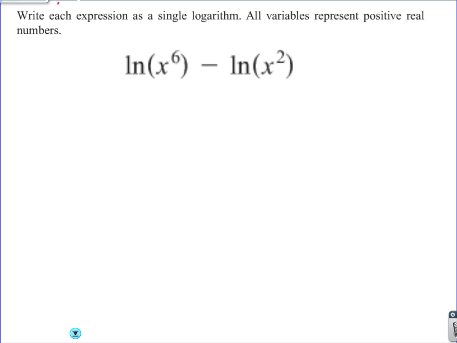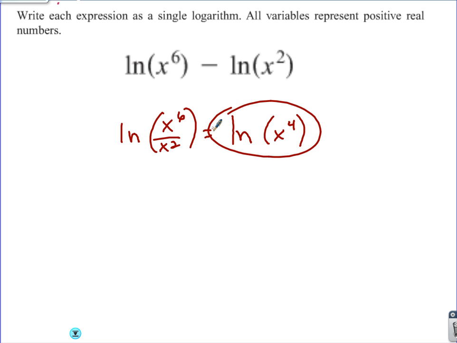Natural log of x to the 6 minus natural log of x squared. It will be the natural log of x to the 4th power. Let's show our steps with that. That's the natural log of x to the 6 divided by x to the 2nd. And we can clean that up with our exponent rules, which is the natural log of x to the 4th power.